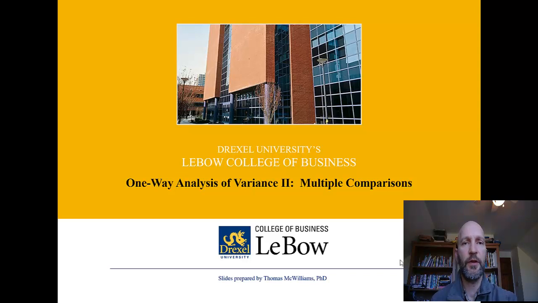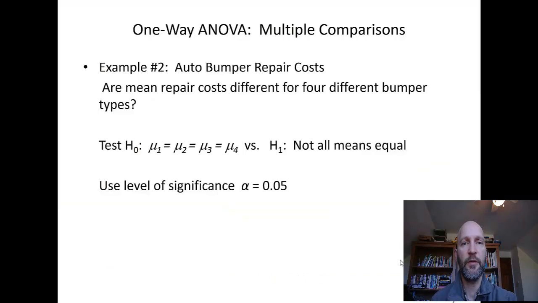In this video, we're going to talk more about a one-way analysis of variance, and we're going to do that by looking at multiple comparisons. We're going to use an example that we've already looked at, and that's the auto bumper repair costs. And I'll just go through this to refresh your memory.